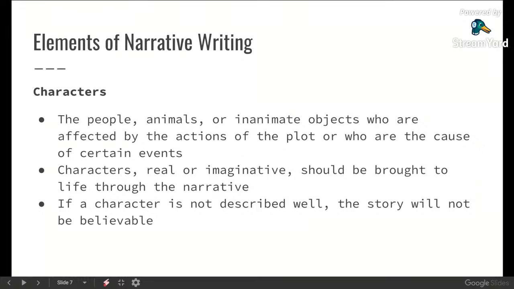Characters. It's the people, animals, or inanimate objects who are affected by the actions of the plot and who are the cause of certain events. Characters, whether they're real or imaginative, should be brought to life through the narrative. If a character is not described well, the story won't be believable. So if you just say, well, it was a girl, okay, that doesn't give the reader a picture in their head of what this person is supposed to look like.